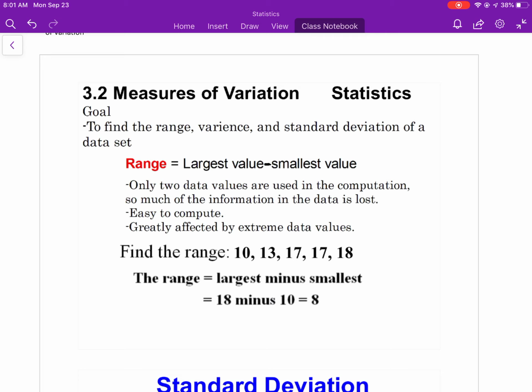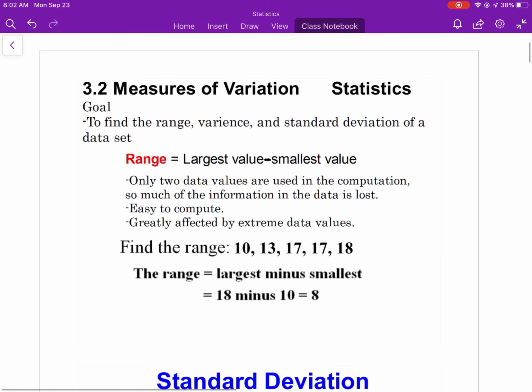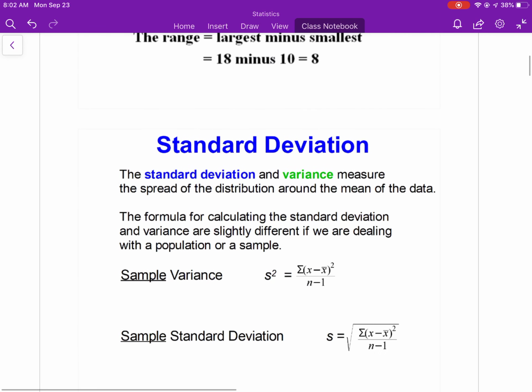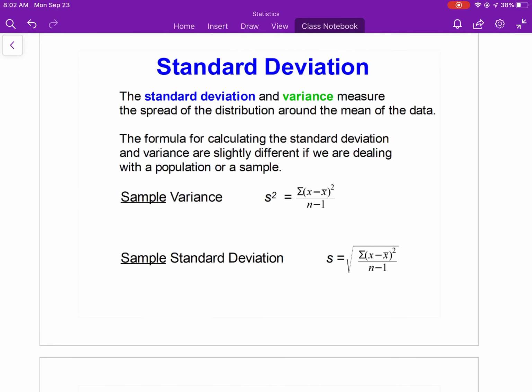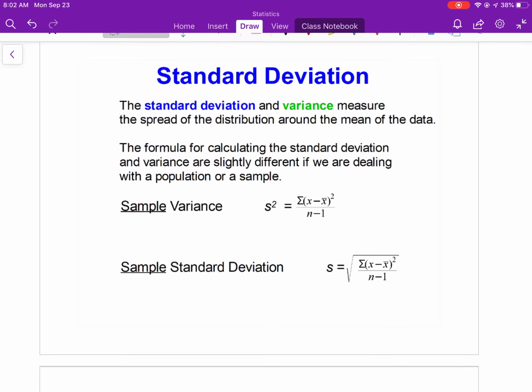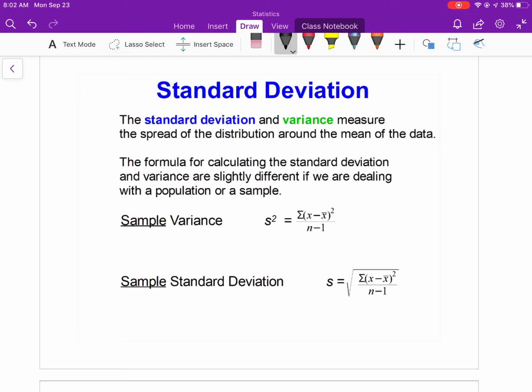But here's an example of my range. I got my data set here. The largest number is 18, the smallest number is 10, so my range is 8. Okay, a more accurate way of looking at spread of data is your standard deviation. The standard deviation and variance measure the spread of the distribution, and it's centered about the mean, and we'll use it around the mean in other instances, not so much now.